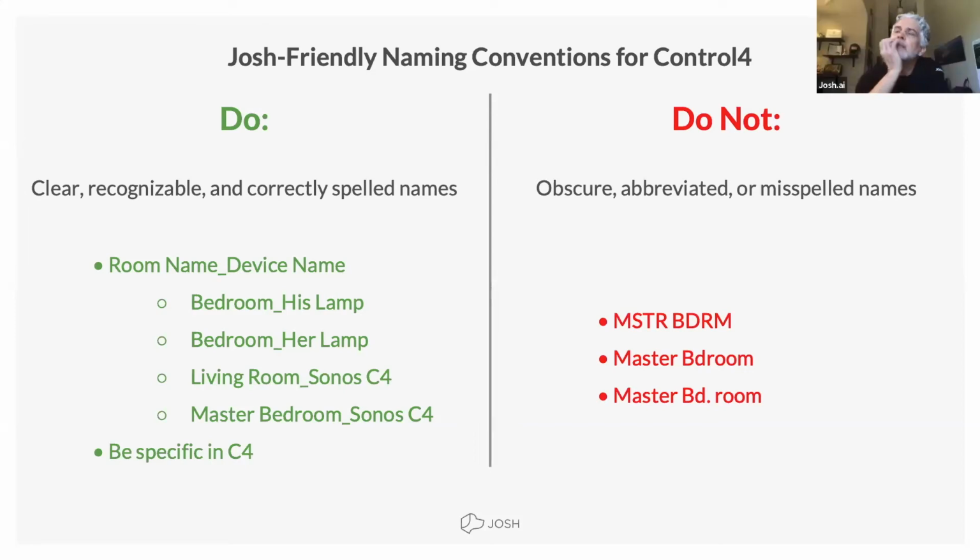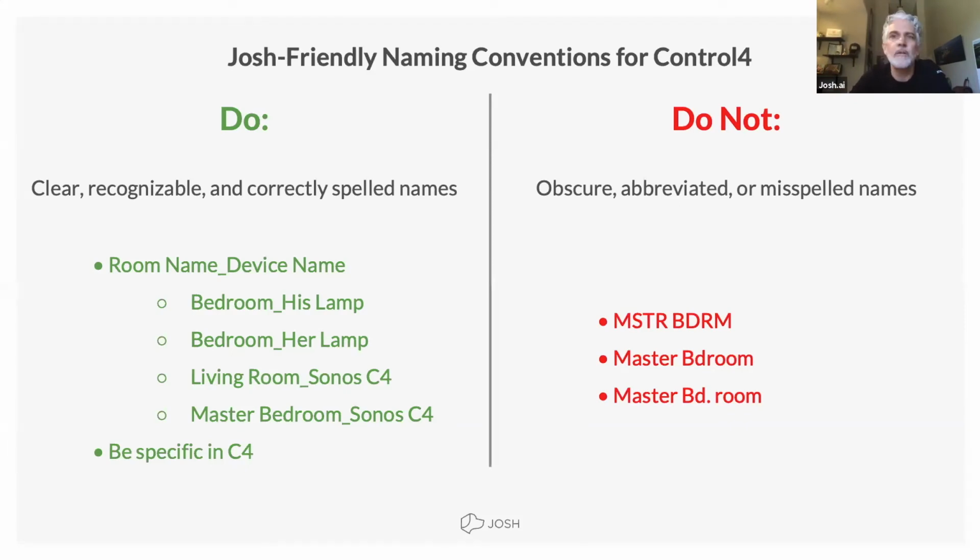Right. And so back to kind of what we were saying a minute ago, room name, device name: bedroom his lamp, bedroom her lamp, living room Sonos C4, master bedroom Sonos C4. Be specific in C4. Don't use abbreviations, because anything that doesn't translate well to natural language processing, Josh can't read, understand, and know what you mean by that. Saying turn on the MSTR BDRM lamp is not going to be necessarily a fun time for anyone.